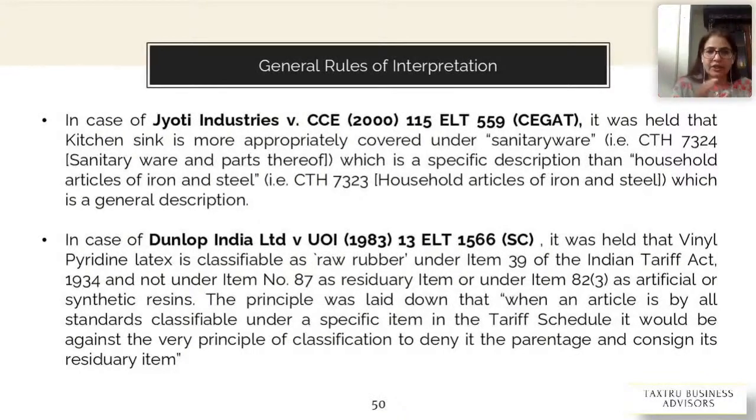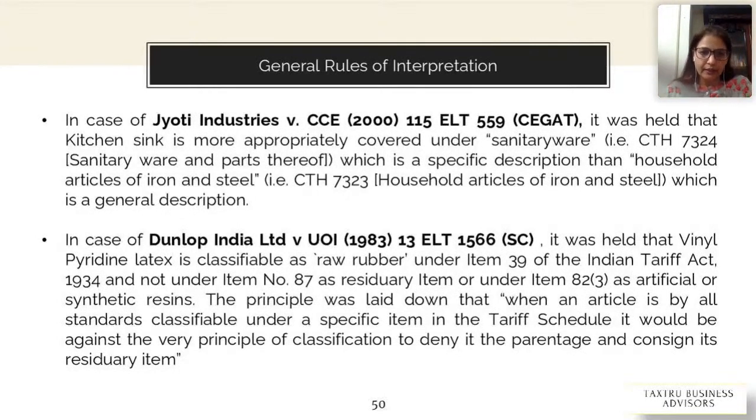Appropriately covered under sanitary ware, that is 324, which has sanitary ware and parts thereof, which is a specific description, rather than putting it under a general description of household articles of iron and steel. That is again classified under chapter 73 only, but chapter 73 entry number 23 or subheading 23. So they said no. When there is a specific entry mentioned, then you have to classify your product under the specific entry rather than opting for a general entry.